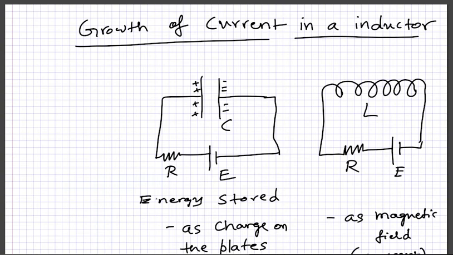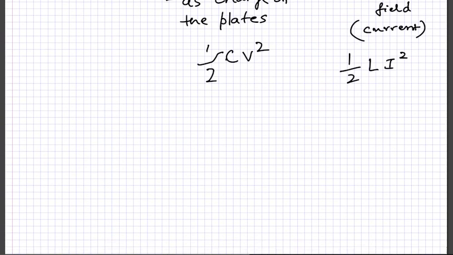So that is the difference. That is why we say that the capacitor is charging, whereas the inductor is the one where current is growing. Current is increasing and it will reach a maximum value.